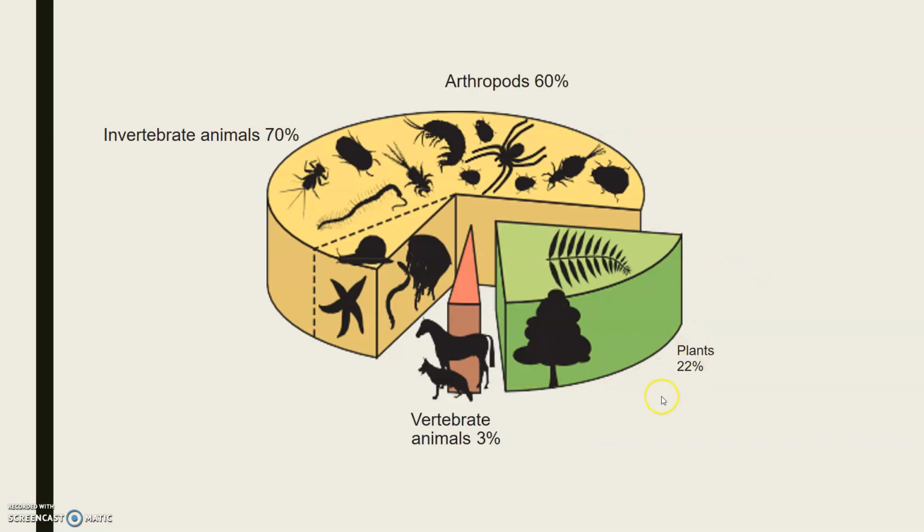So here, plants are how many percent? 22 percent. And vertebrate animals are 3 percent. Vertebrate animals are only 3 percent. Such a small number.